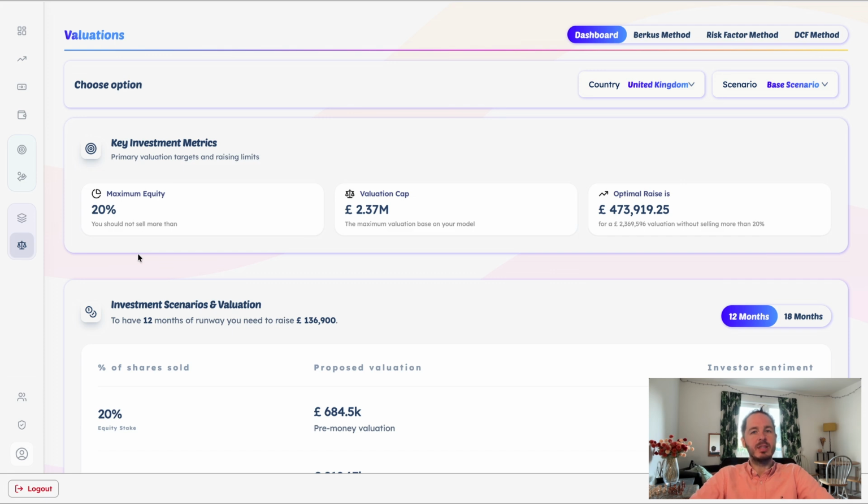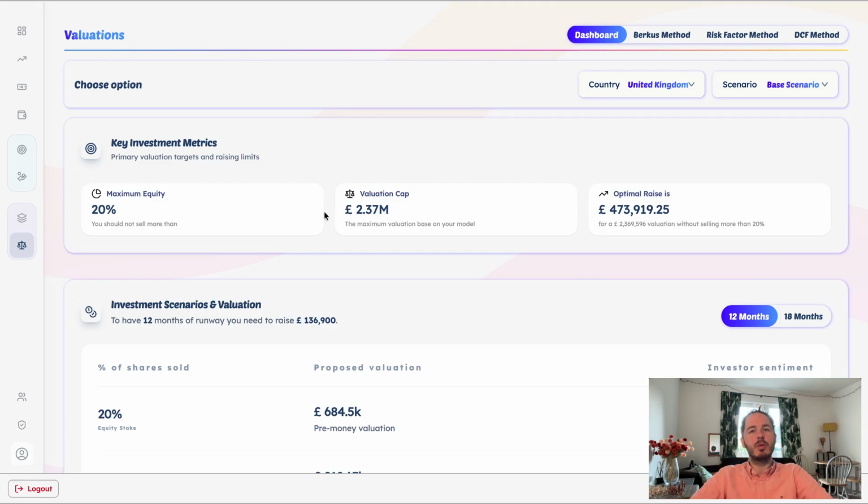The second is valuation cap. This is the maximum valuation the model supports based on your current financial plan. It tells you the ceiling of what you can credibly claim your business is worth, given your revenue, growth, and costs planned, obviously, in the next 5 years. The third is optimal raise here.